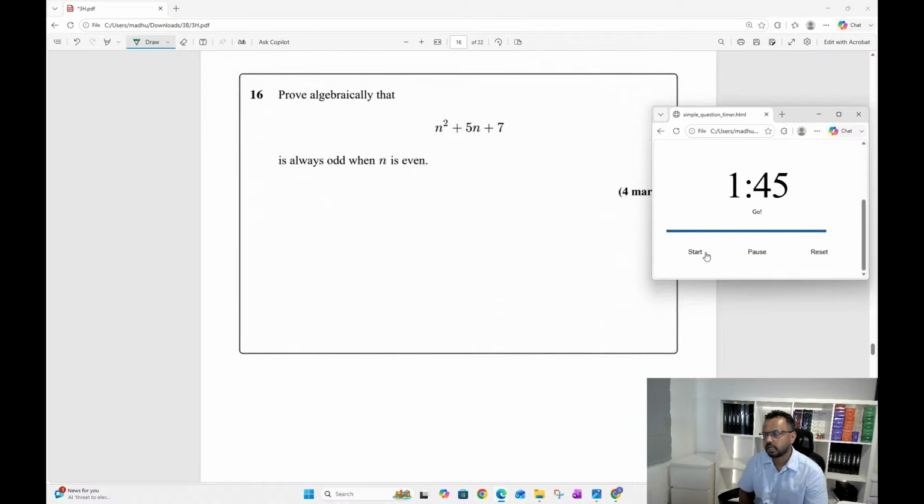Zaina, when you have 3 parts, usually what you need is, they will ask you to do the rearranging first, then they'll ask you to do this, use the iterative formula 3 times or whatever. Good. You need to prove algebraically that this expression is always odd when n is even.